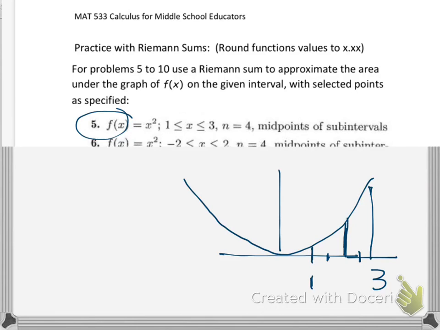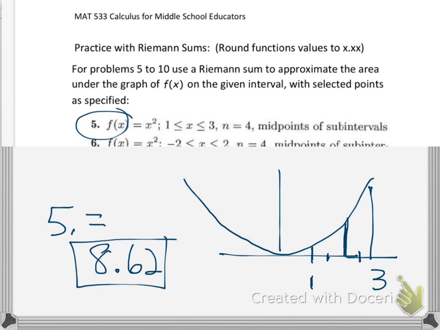Okay, so try to do this work, and for 5, I am getting an area of 8.62. See if you get that area. Let's go on to the next page.